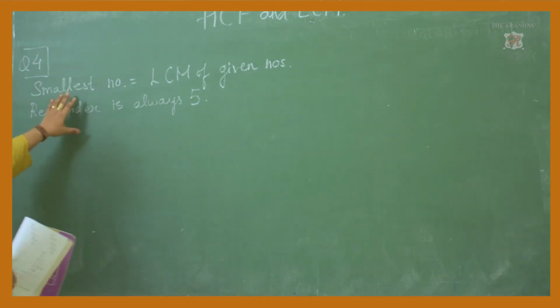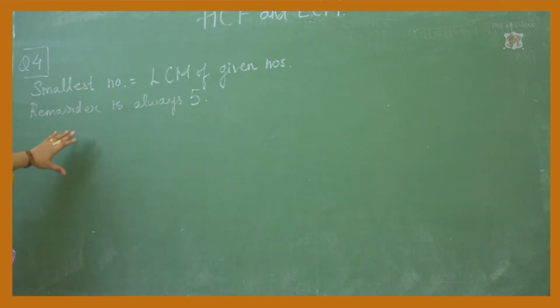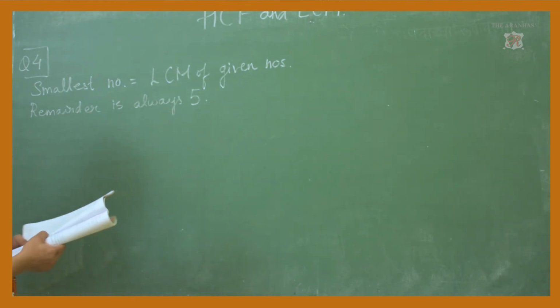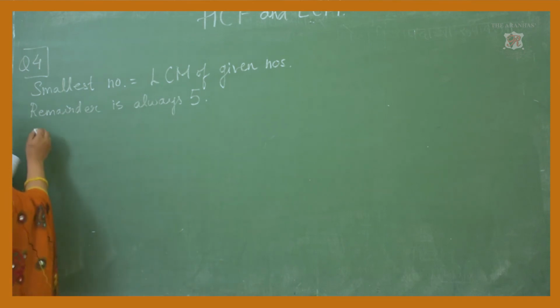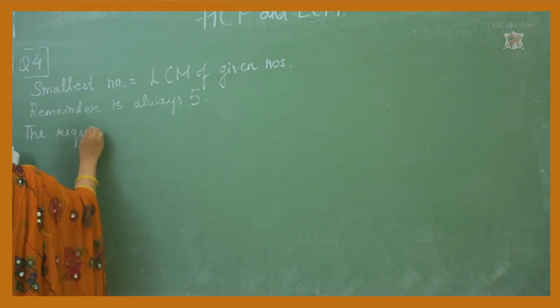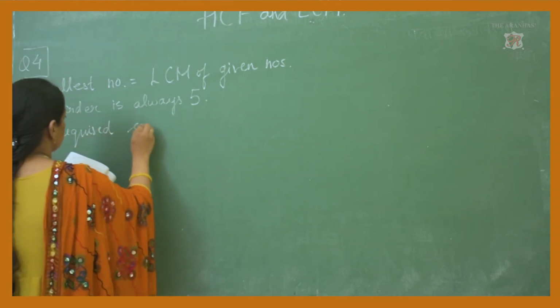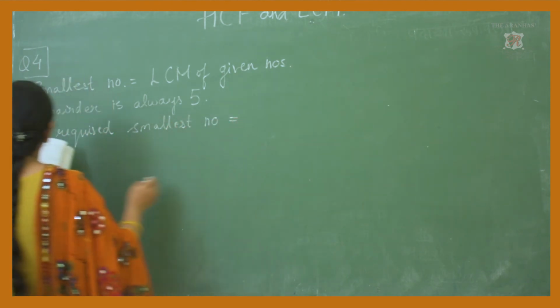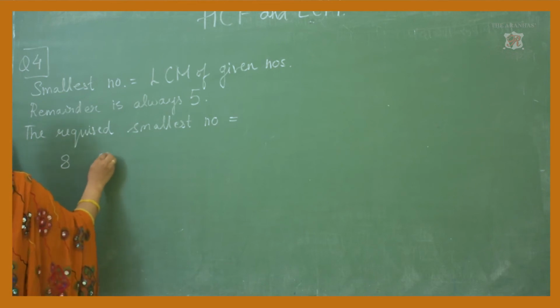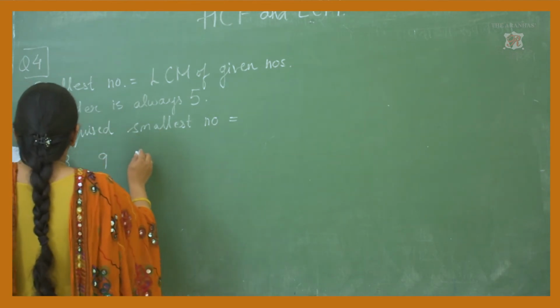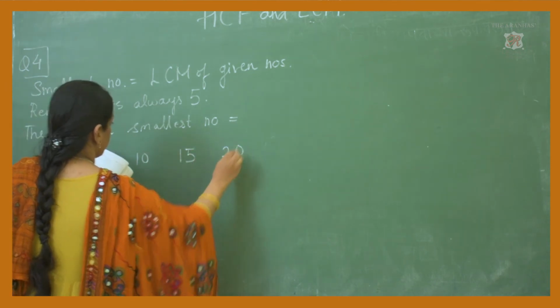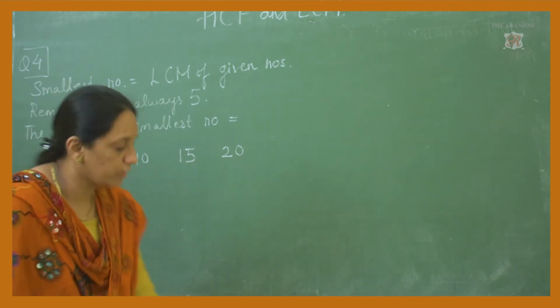So this means that you will find the LCM of the given numbers, and whatever LCM you get, you have to add the remainder to that LCM to get your answer. So the required smallest number will be: how to find the LCM of all these 5 numbers together. The required smallest number equals this: 8, 9, 10, 15 and 20. These are the numbers given in the question.